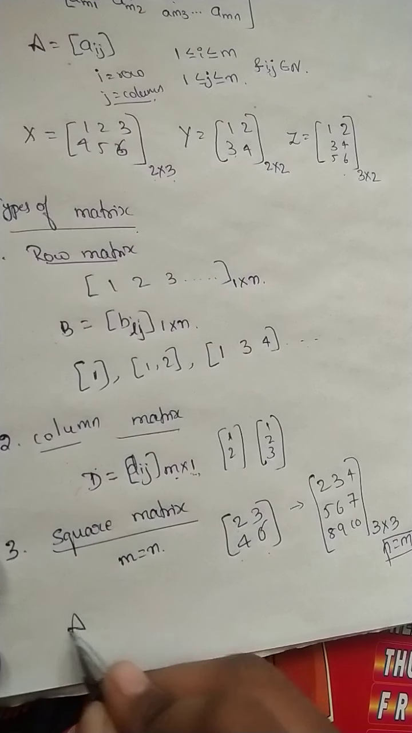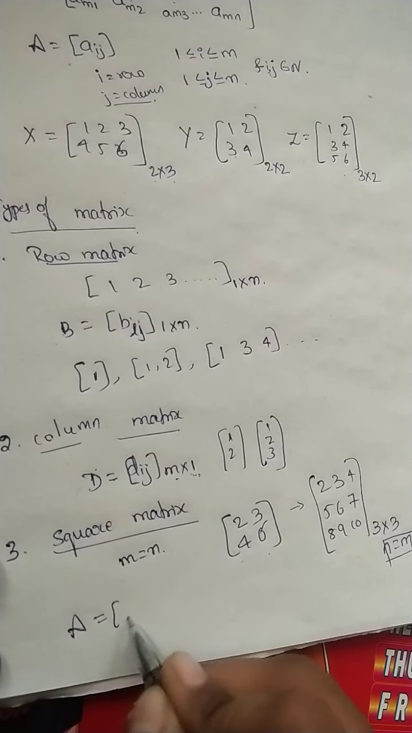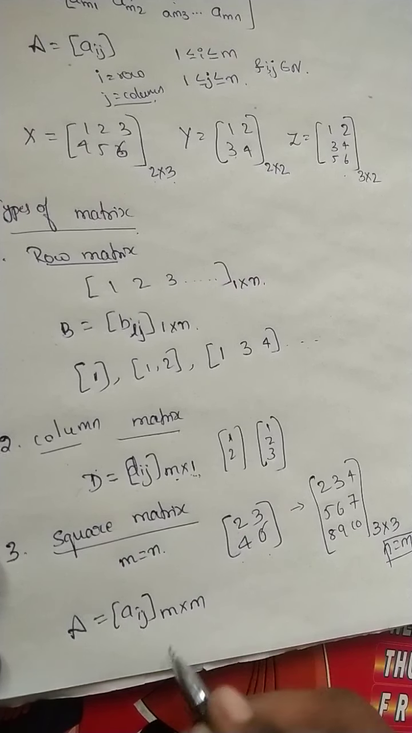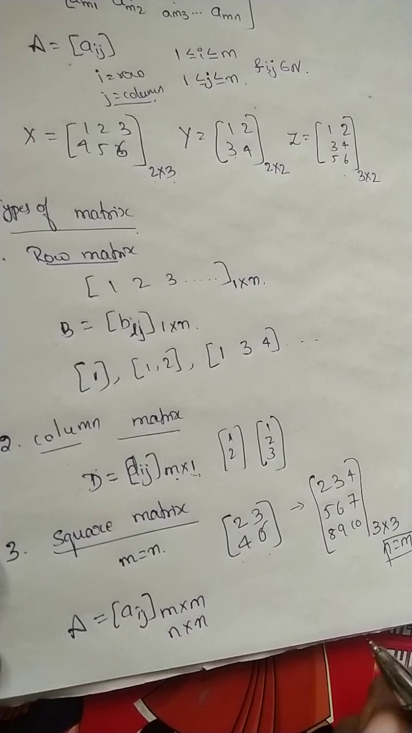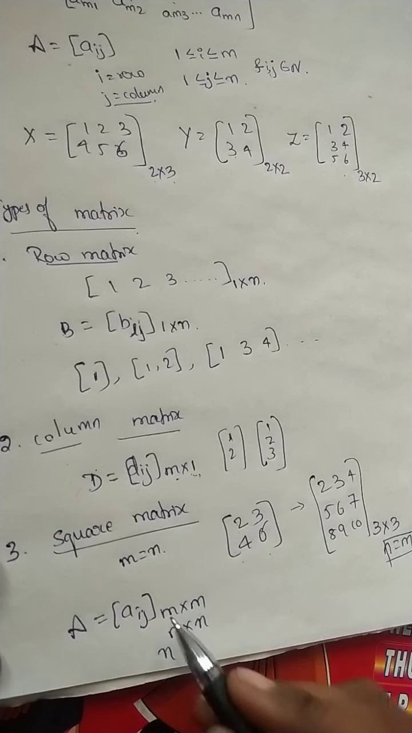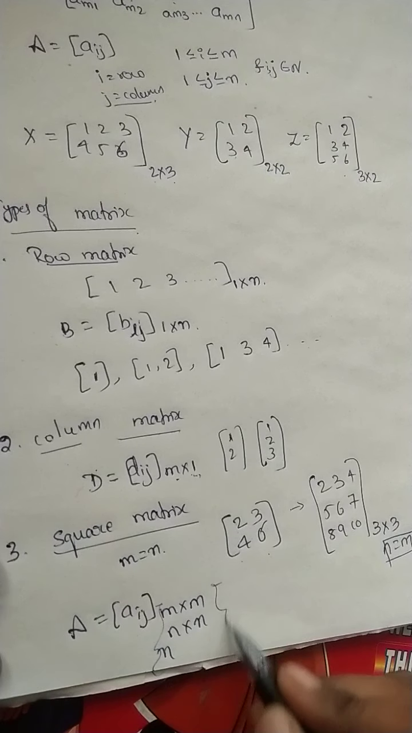The general representation is A equals A of ij, m cross m, you can write it as m cross m or n cross n, or the square matrix can be represented by any one n. So your representation can be any of these three.